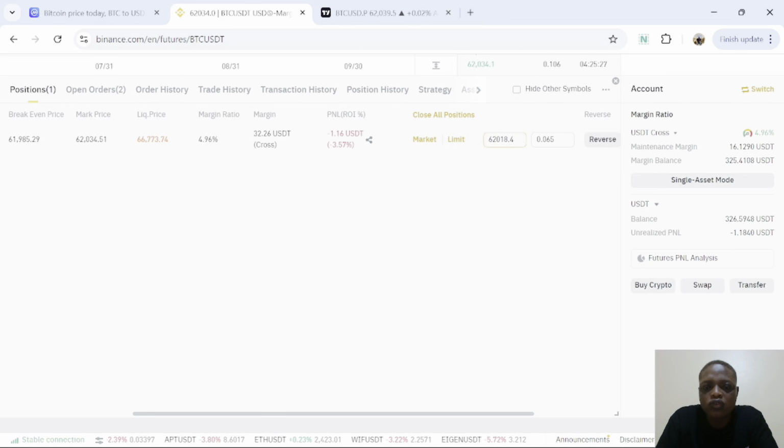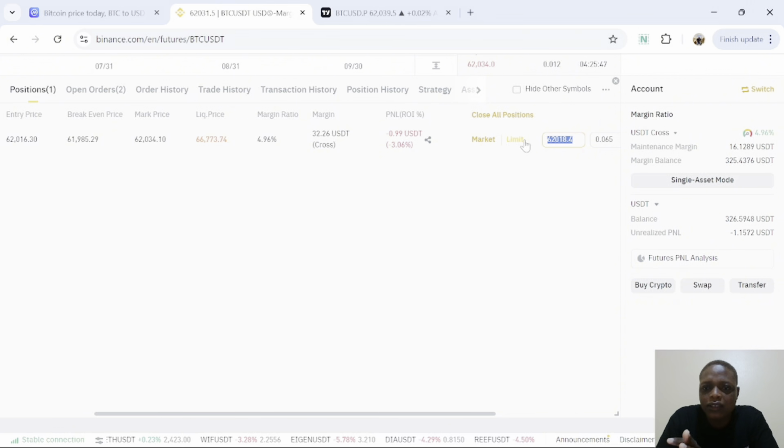But let's say you want to move your stop loss to entry if the trade goes to 100 plus ROI. Now you are going to double click here and enter your entry price where we took the market from, which is about 161. You enter this particular place.